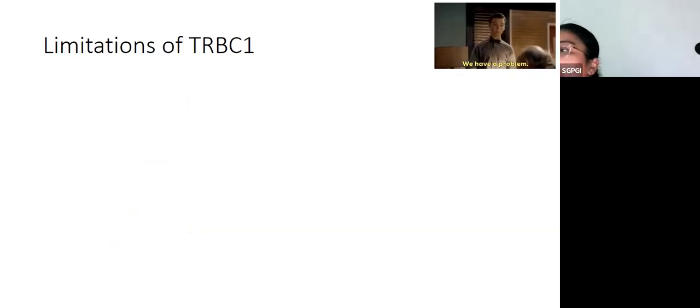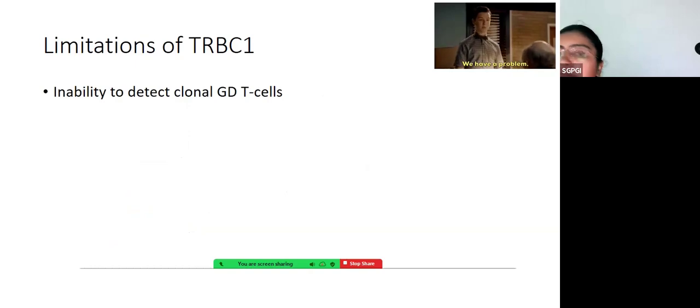Nothing comes without its limitations. For TRBC1 also there are limitations. It will not detect clonal gamma delta T cells. Why?